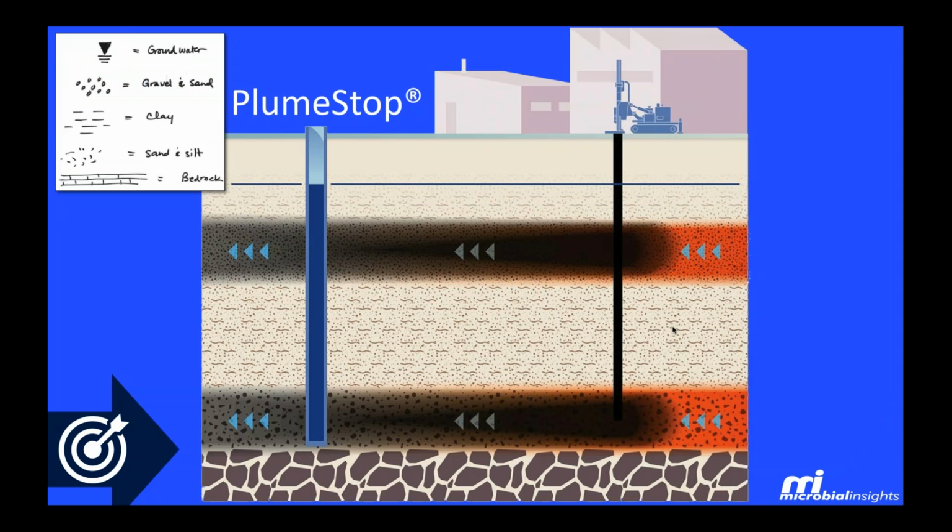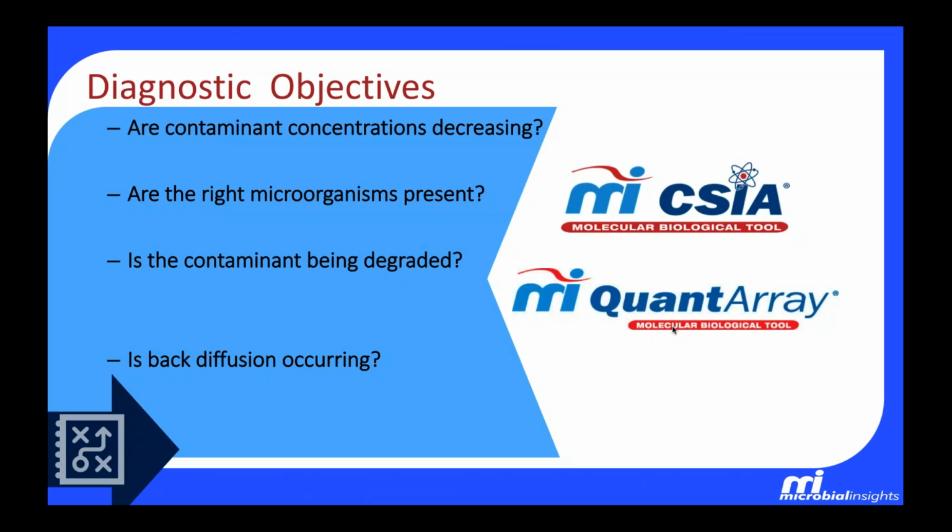So when the PlumeStop is applied to the site, the colloids are distributed in that high permeability seam, and this allows for rapid absorption of contaminants out of those high permeability zones, with the ability for us to capture back diffusion out of those lower permeability zones.